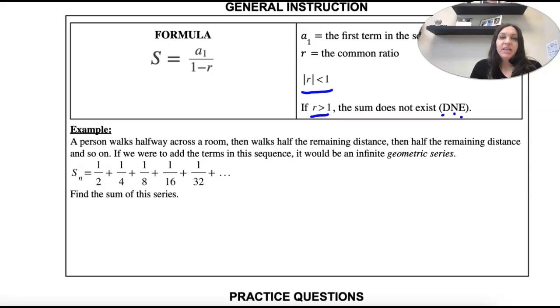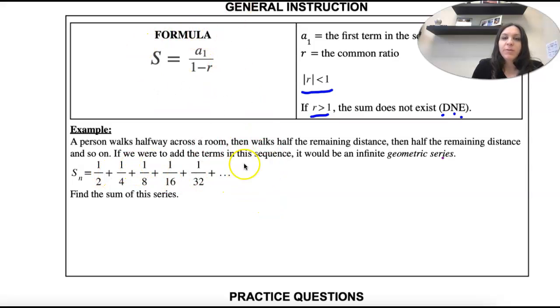So an example of an infinite series is we have someone, they walk halfway across the room, then they walk halfway again and halfway again and halfway again. And eventually the halfways just become so small that it's just a tiny number. That would be an infinite geometric sequence or series. So we want to find the sum of this. Here's the half, and then the half again is the quarter, and then the half again is the eighth, and it just continues on.